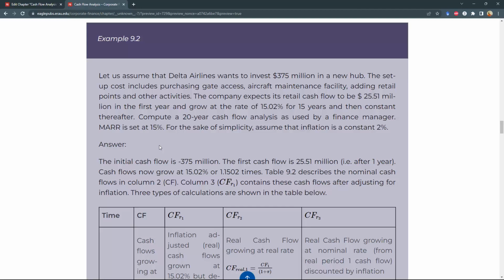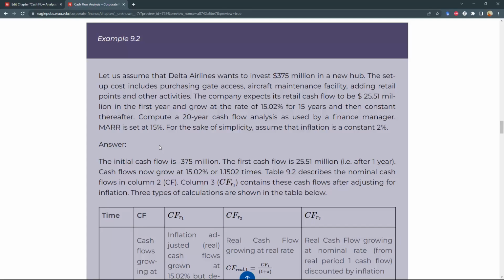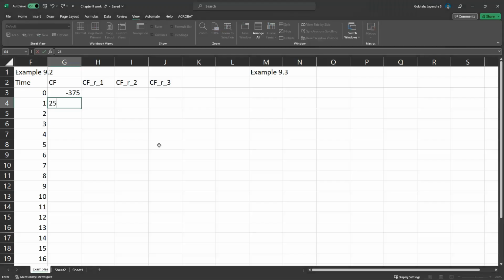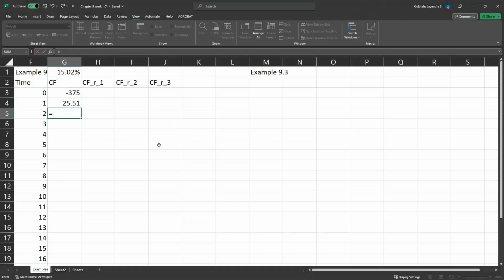No, I think we've grown this by 15% all through. Compute the 20-year cash flow analysis as used by the finance manager. MARR is set at 15%, and for the sake of simplicity, assume that the inflation is constant at 2%. So let's get going. Minus 375, and then 25.51. Let's put the growth rate here at 15.02%, right? 15.02.